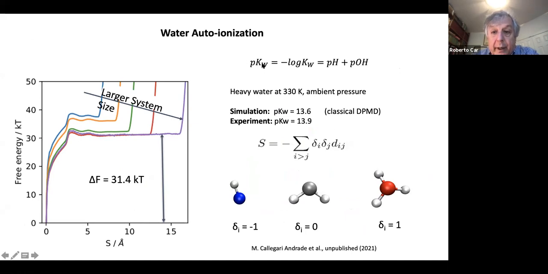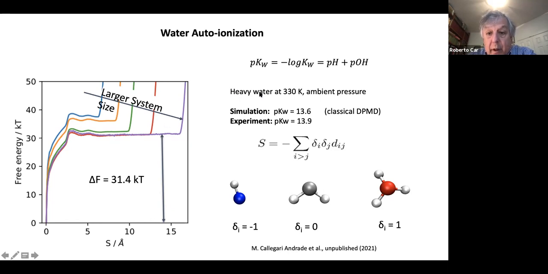And we can then compute the quantity that is the pKw, that is the logarithm of the quantity Kw. And we can study this as a function of system size. And in fact, we see that this corresponds to a system with 500 molecules, and this corresponds to a system with 1000 molecules. We see that we achieve convergence with respect to size only with sizes that are beyond what would be possible with ab initio MD.